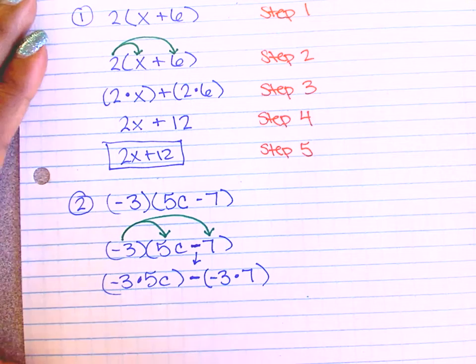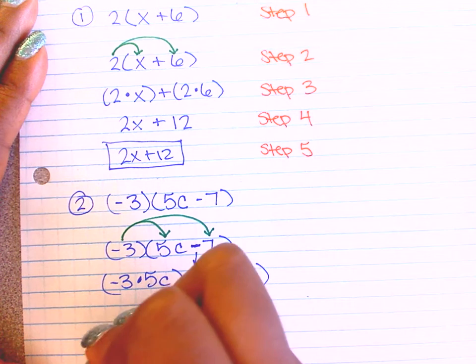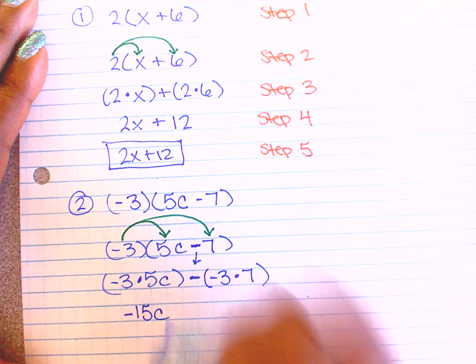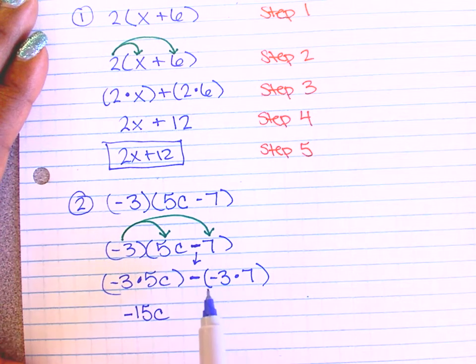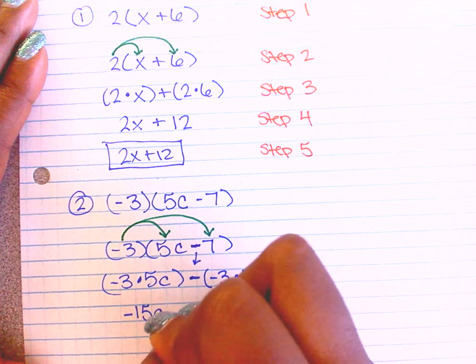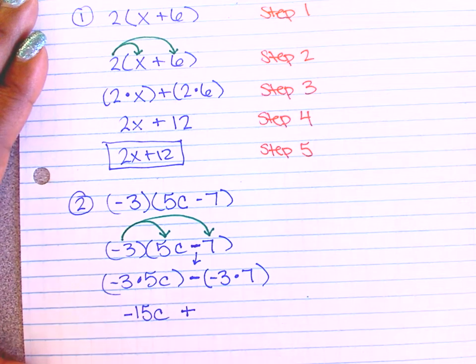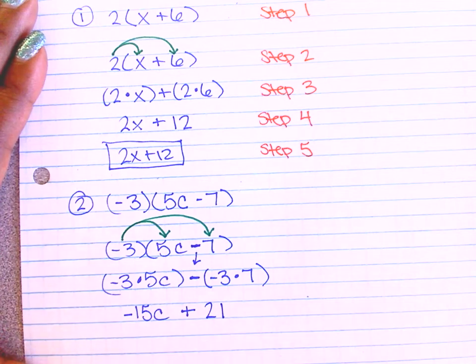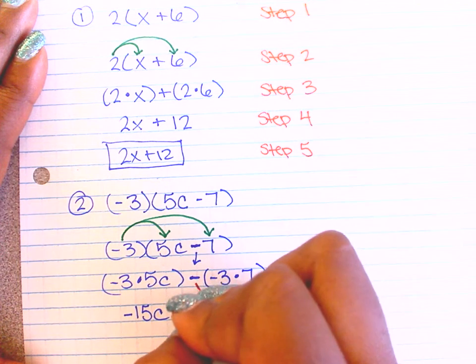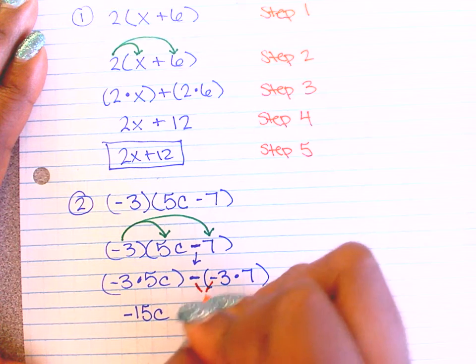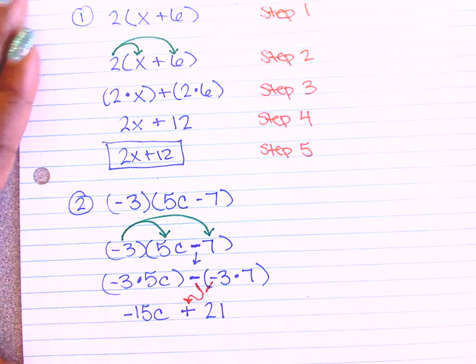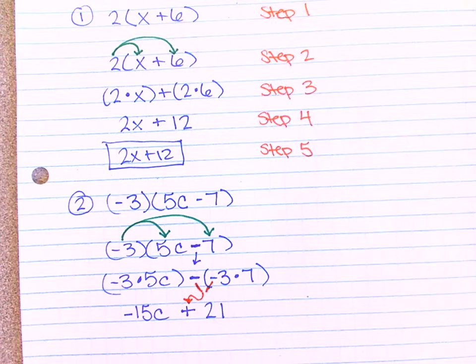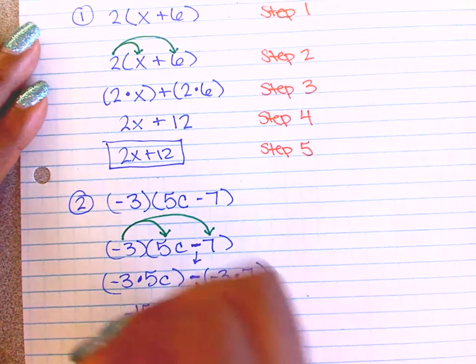Okay? So then I solve. -3 times 5c is -15c. Oh, wait a minute. 2 negatives are next to each other. They like each other, so they're positive. So that becomes a plus sign. 3 times 7 is 21. Does everyone see how these two became a positive sign? There's two negatives next to each other. And then I just box my answer.